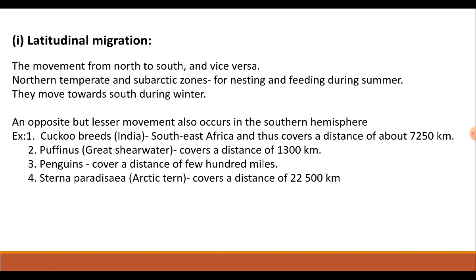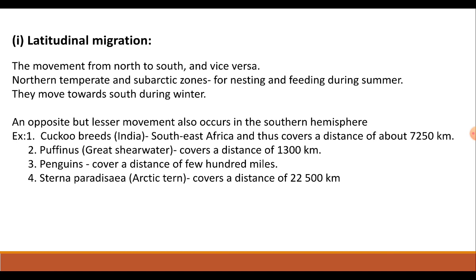An opposite but lesser movement also occurs from the southern hemisphere. Example, the cuckoo breeds in India and spends the summer in Southeast Africa, and it covers a distance of about 7,250 kilometers. And there are some tropical birds that migrate during rainy season to the outer tropics to breed and return to the central tropics in dry season.